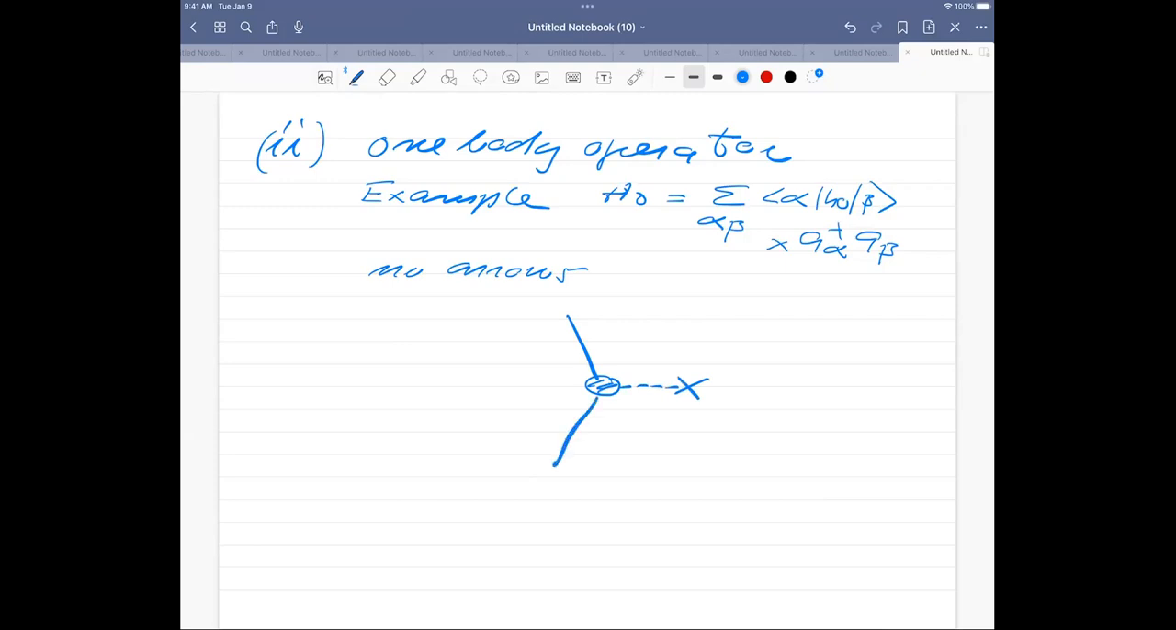So this would be an incoming state beta. And this is the outgoing state alpha. And this blob, which you see here, is going to be named an interaction vertex. This quantity here represents the operator H0. And then the quantity you see here represents alpha H0 beta.